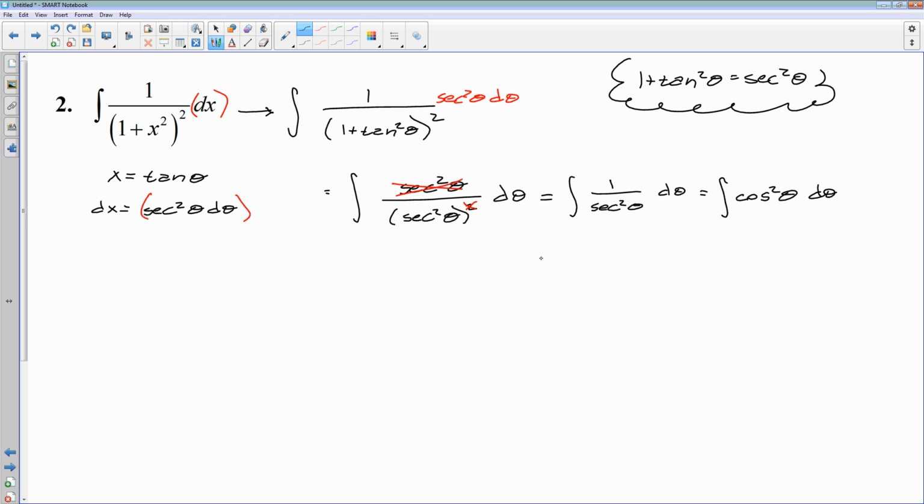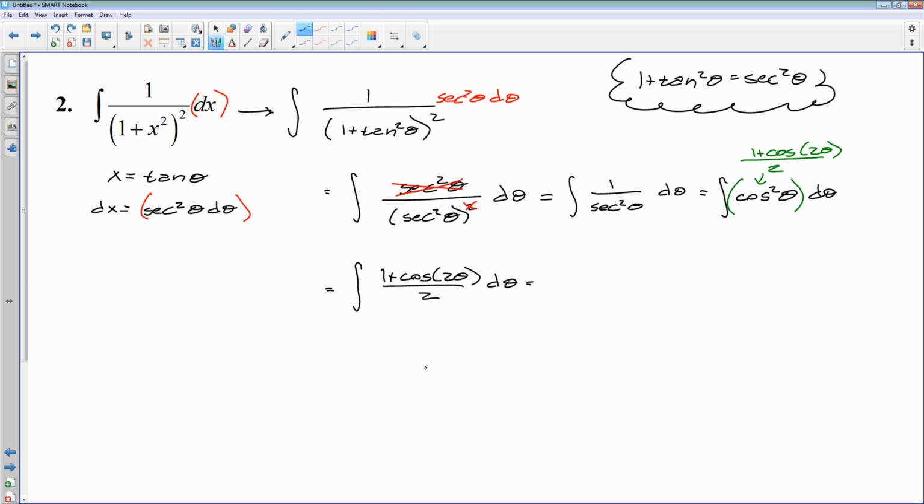The way you integrate cosine squared is you turn cosine squared into 1 plus cosine of 2 theta, all over 2. So cosine squared is equal to 1 plus cosine 2 theta all over 2. So let's do that. That's going to turn into 1 plus cosine 2 theta all over 2.